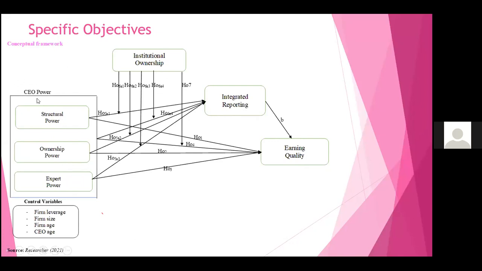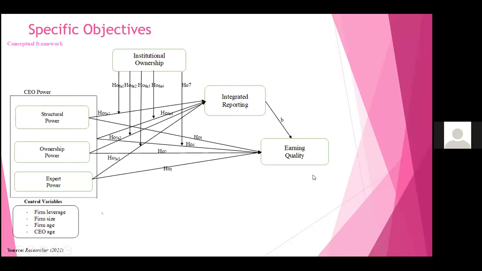But then this CEO power can be controlled. There is somebody who can control the decisions being made by the CEO. In my study, I'm looking at institutional ownership as something that would control this power, because these people are the top management, and institutional owners normally, in most cases, hold more shareholding, or I want to see if they have more ownership. Are they able to control the decisions being made by the CEO? What effect does it have on CEO power? How can it control the relationship between CEO power and integrated reporting, and also between CEO power and earnings quality? Then at the end of the day, I will be able to do the moderated mediation and see what effect it will have on earnings quality.